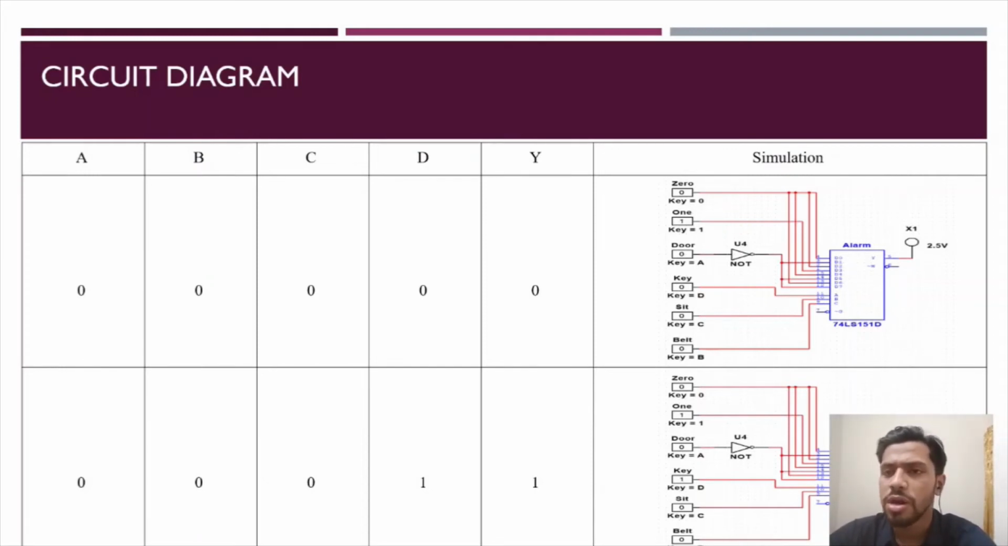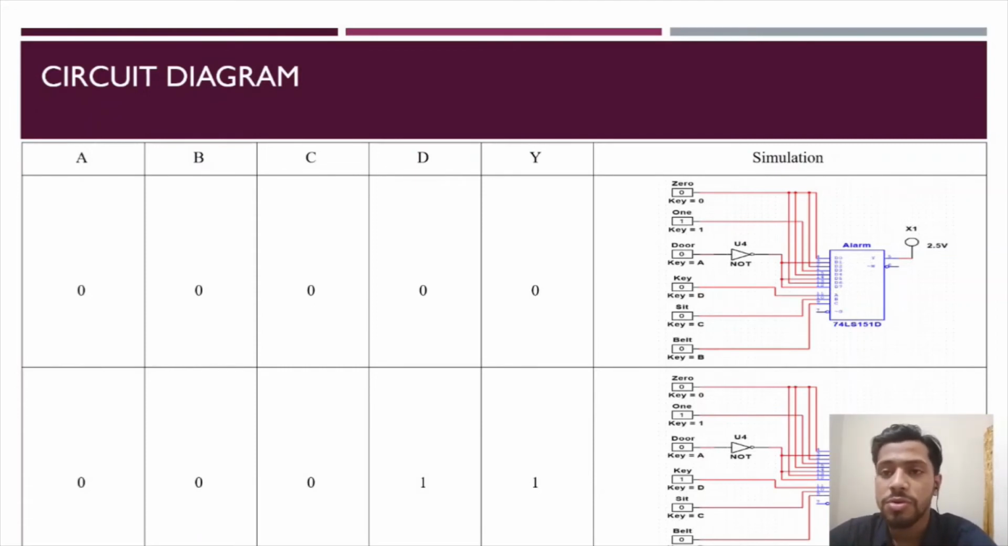We simulated our circuit diagram in Multisim. These pictures are taken from the simulation. You can see there are 4 inputs and 1 output. The inputs are door, belt, seat and key. The output is the alarm. Here we used a NOT gate and an 8 to 1 multiplexer. From the truth table, you can see when the alarm will be on and when it will be off.